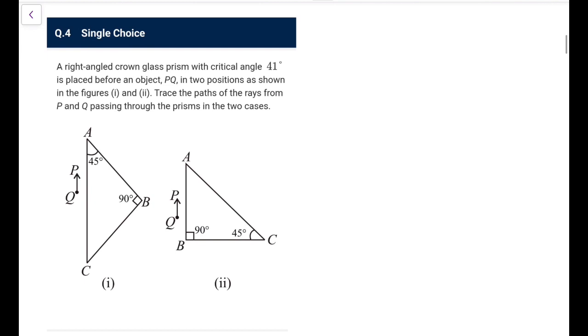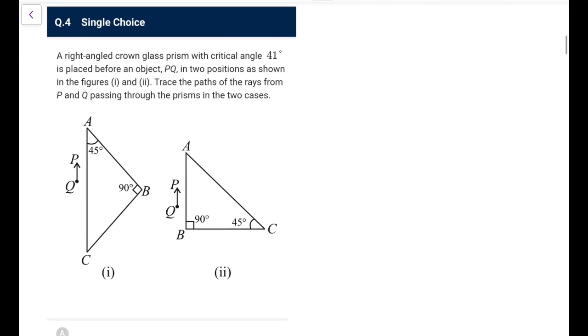Next one. This question I think was there in some NTA Abhyas last year, which I have already solved. A right angle crown glass prism with a critical angle 41 degrees is placed before an object PQ in two positions as shown in figures 1 and 2. Trace the path of the rays from PQ passing through the prism. So here, when the ray comes, this angle will be 45, so it would be TIR.